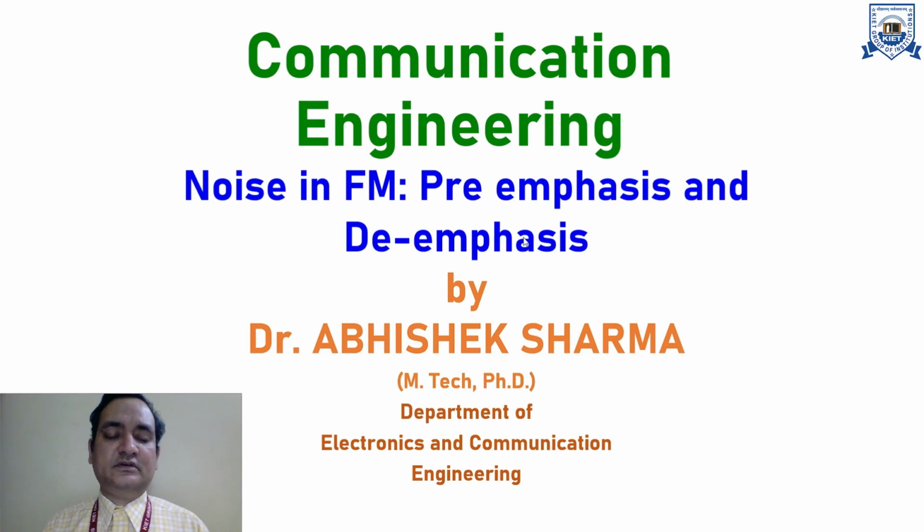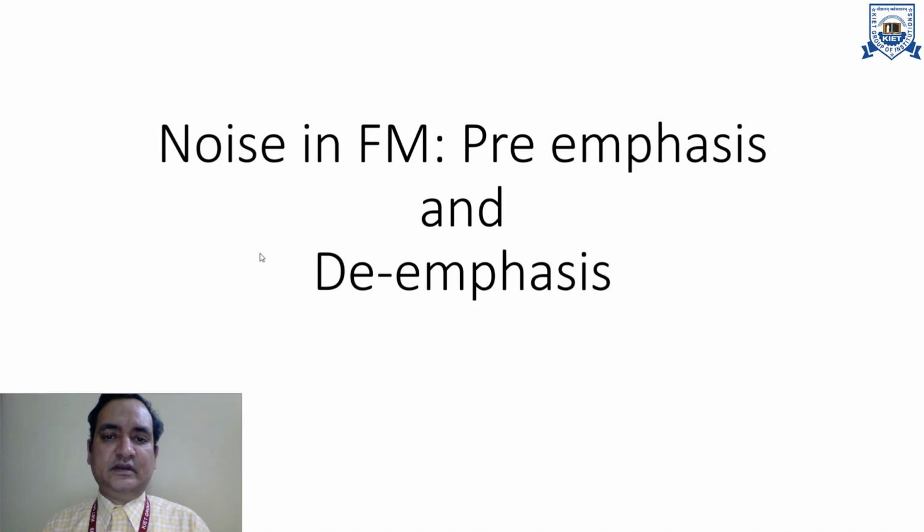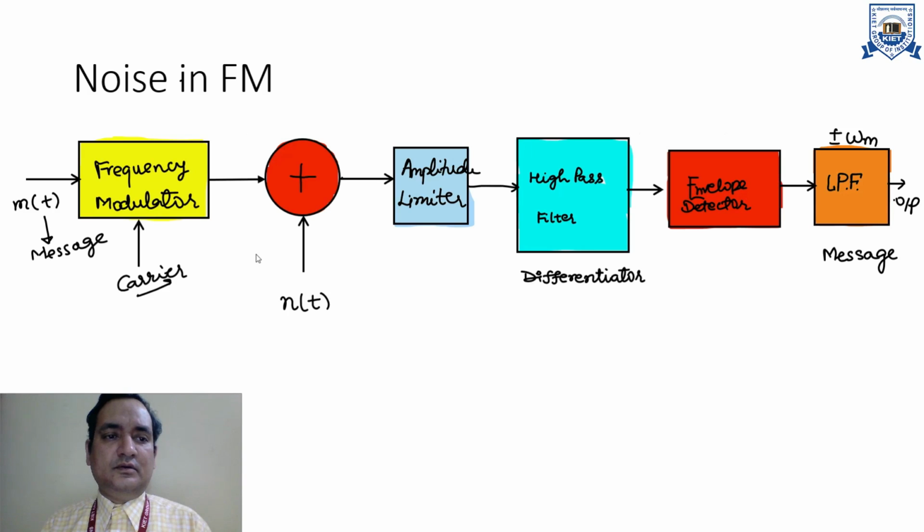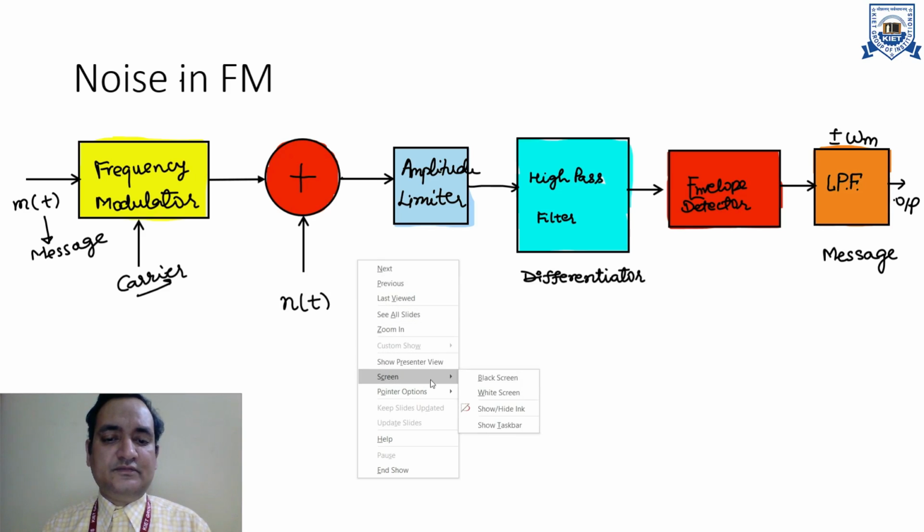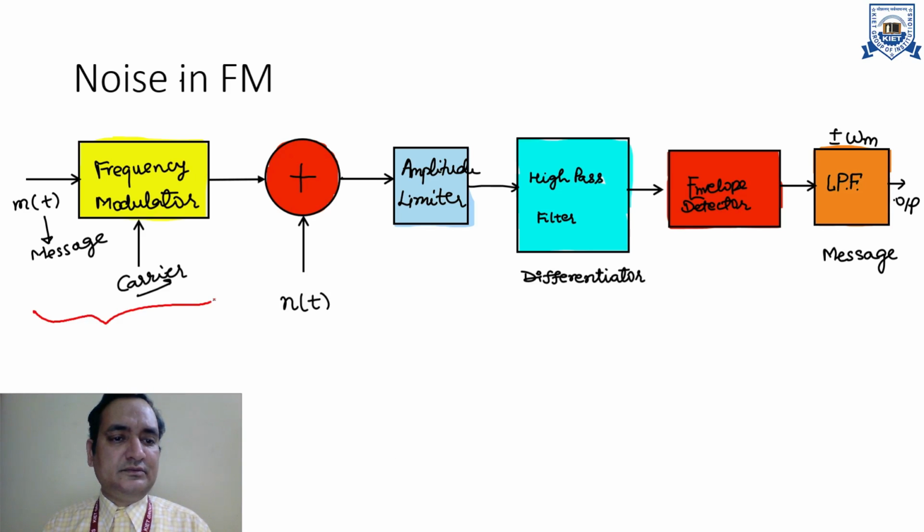In this video, I will discuss the extension of noise for frequency modulated systems, pre-emphasis and de-emphasis. So let us start the noise in pre-emphasis and de-emphasis for the frequency modulated systems. As I have already discussed in the previous videos, this is the simplest block diagram presentation of a frequency modulated system. In this figure, the first part is the transmitter section.